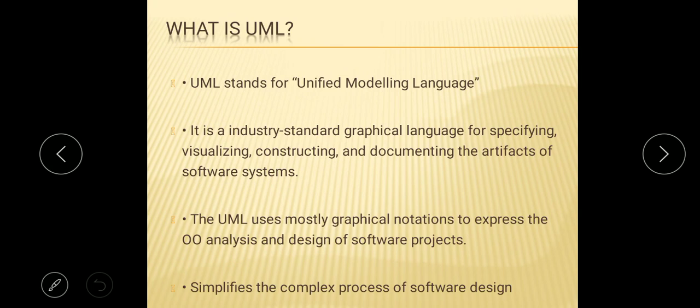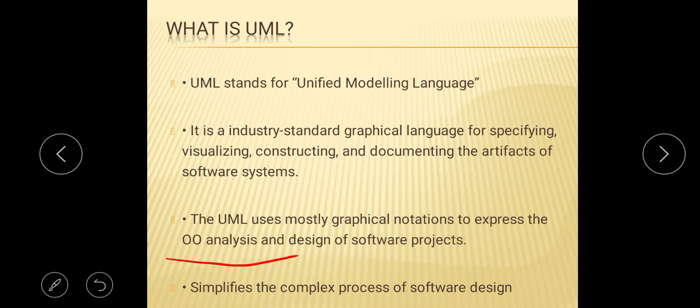It is an industry standard graphical language for specifying, visualizing, constructing, and documenting the artifacts of software systems. The UML uses mostly graphical notations to express the object-oriented analysis and design of software projects. It simplifies the complex process of software design.